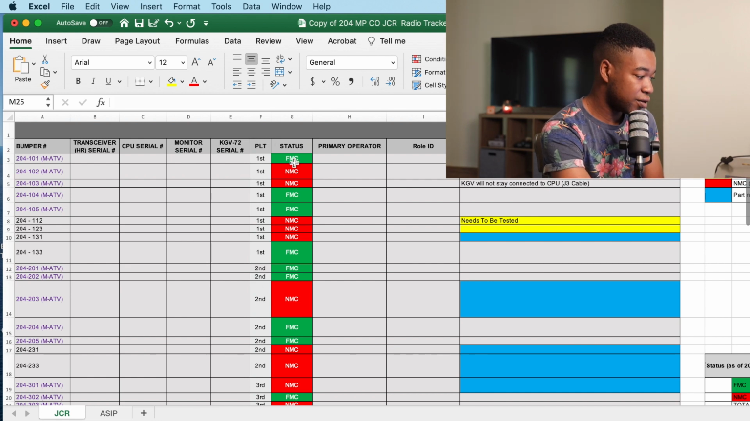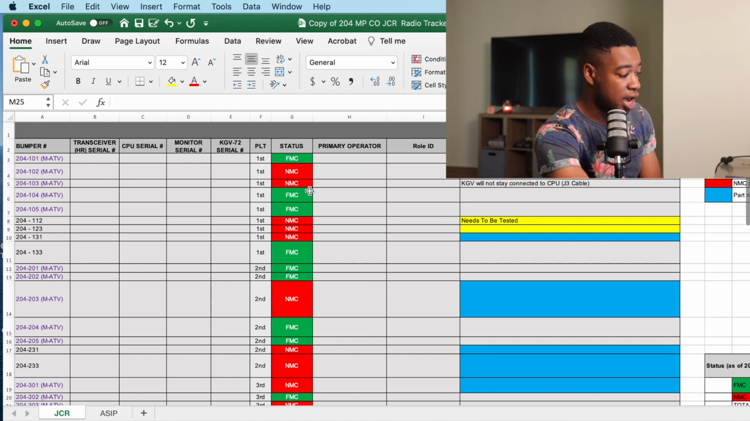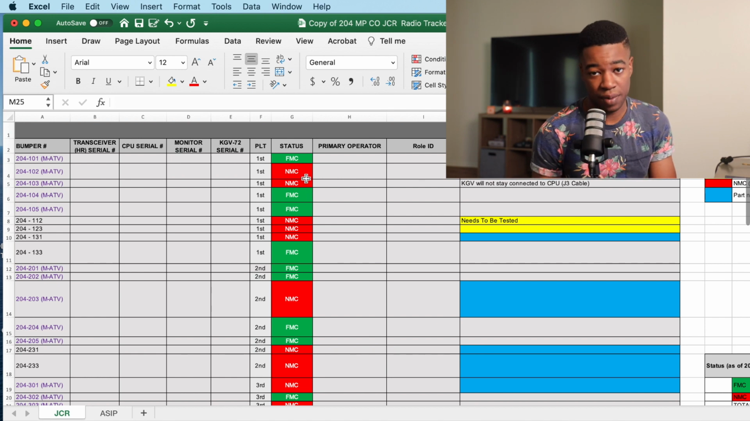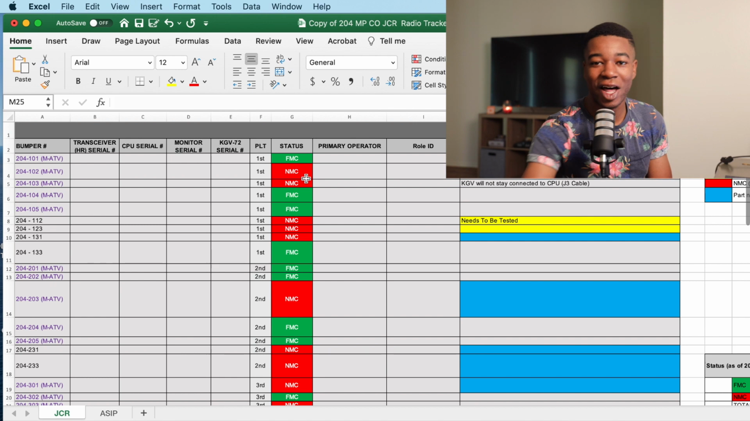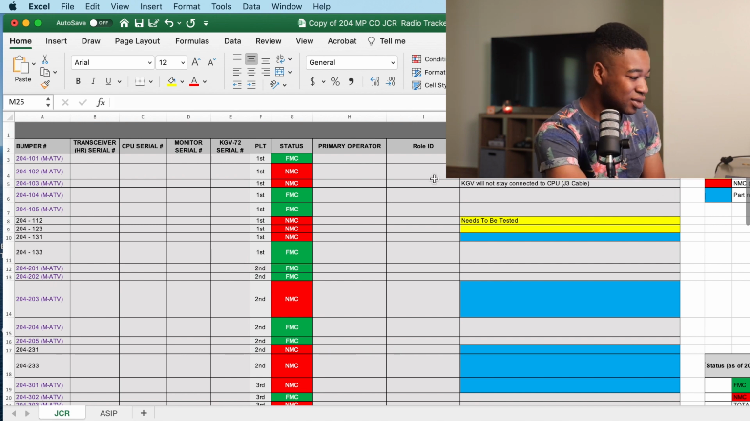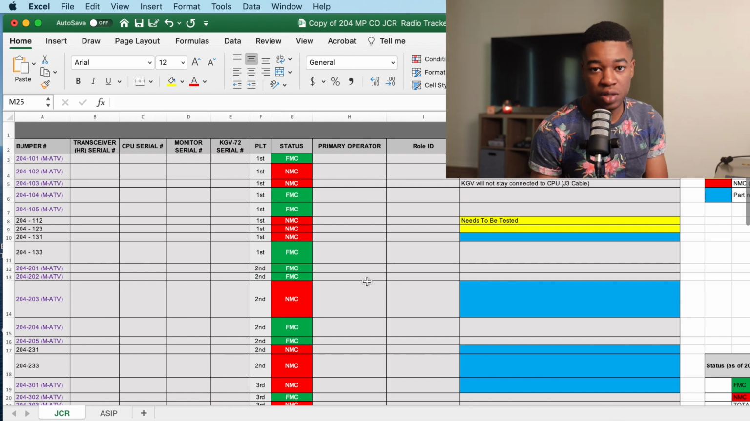And then status for FMC, fully mission capable, and for NMC, non-mission capable, right? Officers love to see green, they hate to see red. And then right here, we have the primary operator. So who is in that truck? Who is the primary operator? Who knows how to work that equipment best?